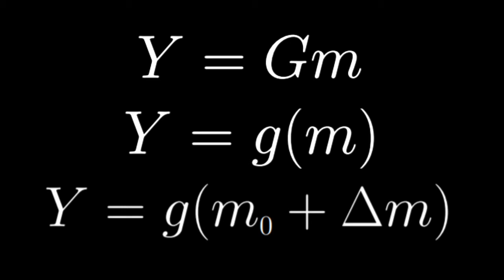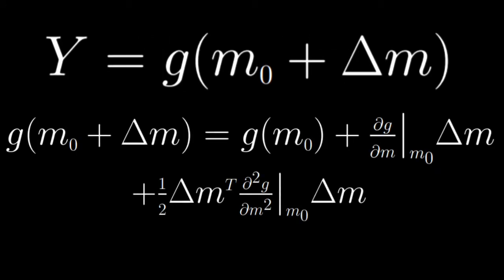Now we're going to try and refactor this to solve for delta m. We've got some initial guess, and we're going to add some change in model parameters that we're going to try and estimate. So how do we go from this equation, g of m0 plus delta m, to something where we can actually solve for delta m? Well, the first trick we're going to employ is a Taylor expansion of g of m0 plus delta m.